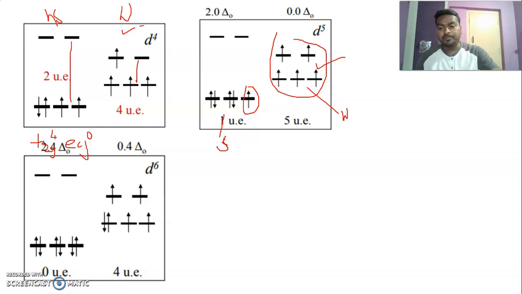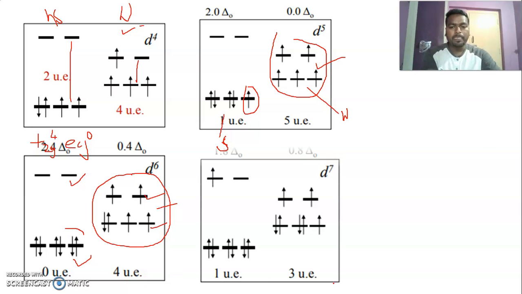And D6 system, the number of electrons is different. So this is the electronic configuration. The electronic configuration here is T2g4 Eg2, but here T2g6 Eg0. So this is a high spin complex and this is low spin complex. And similarly in D7 system, we can find two different systems. Electronic configuration in this case is T2g6 Eg1.